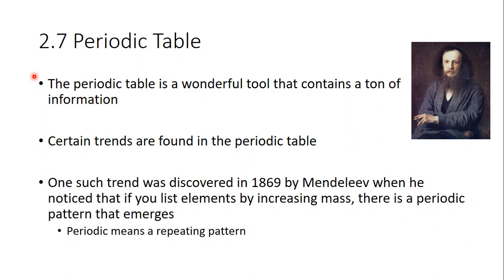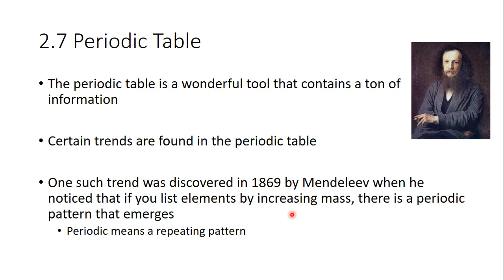So in this video, we're going to look at the periodic table because the periodic table contains a lot of information that we can use in chemistry, but we need to know how to use that information for it to be useful. The periodic table has really been around for the last 150 years now. It was discovered by Mendeleev, a Russian scientist, who saw that if you list the elements by increasing mass, you get a periodic or repeating pattern that emerges.